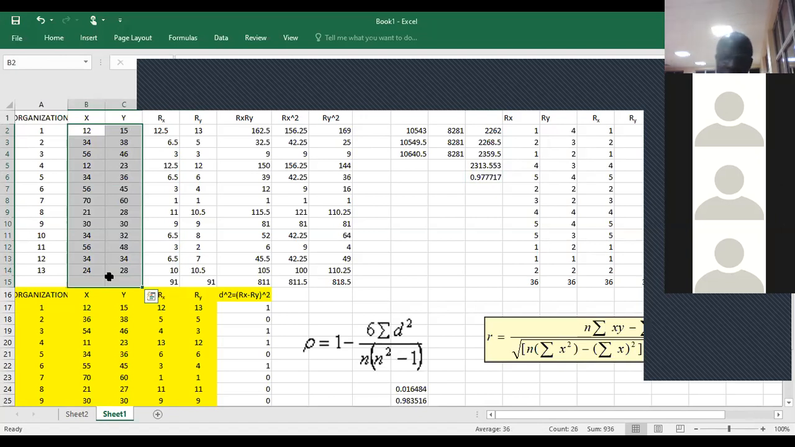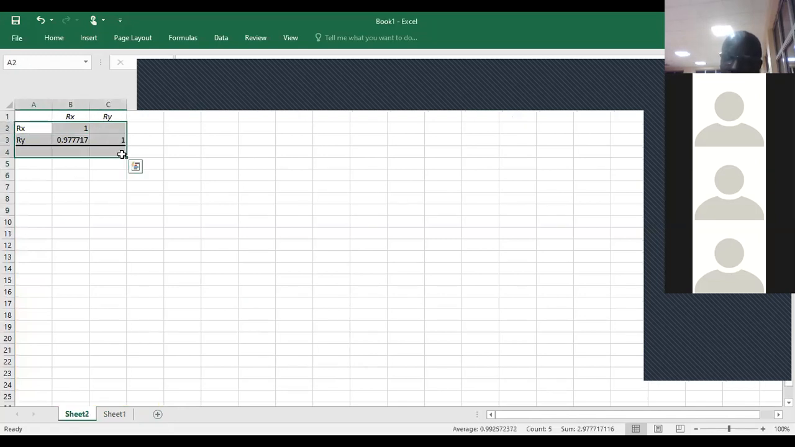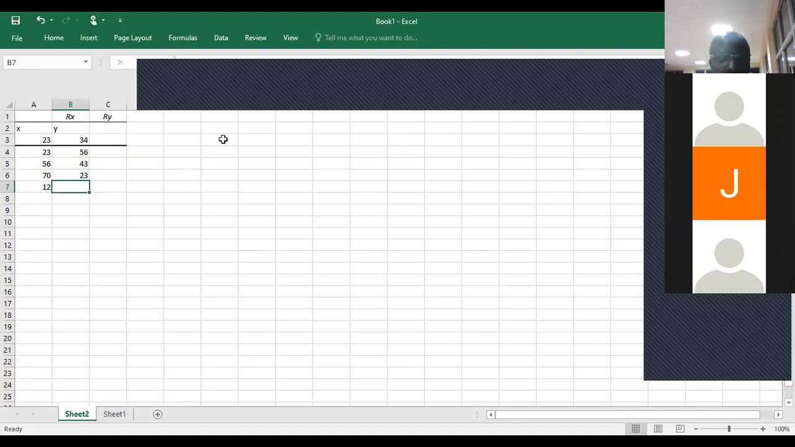Am I done with that, please? Quickly, in 1 minute only, you do for me the following. This is X. This is Y. I'll give you the values here. 23, 56, 70, and then 12, and then say 34. And then 34, 56, 43, 23, and then say 50.